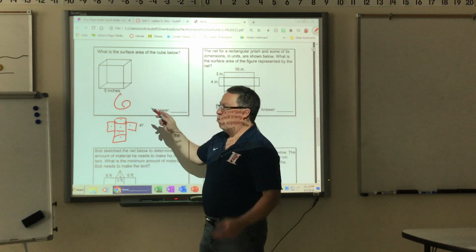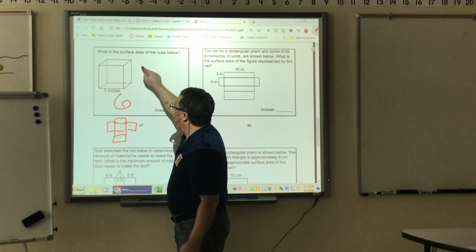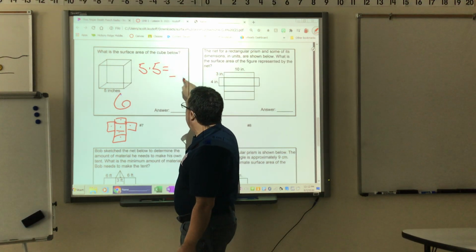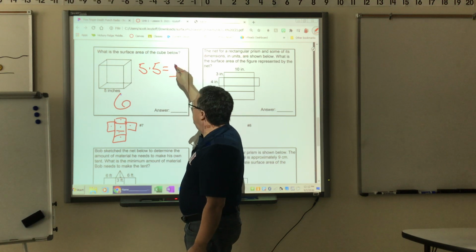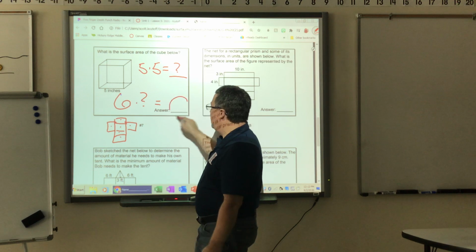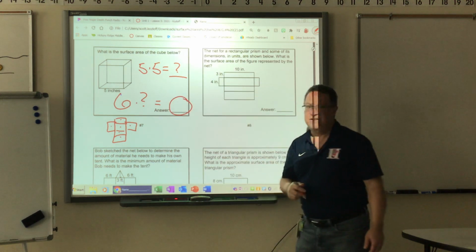How do I find the one surface? If 1 is 5, that's length times width equals whatever that number is, gets multiplied by 6, and there's my answer, because all 6 faces are the same.